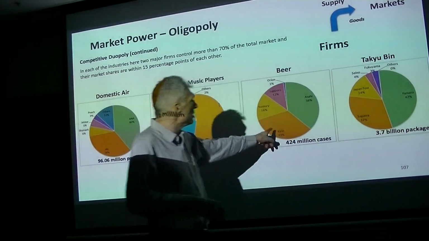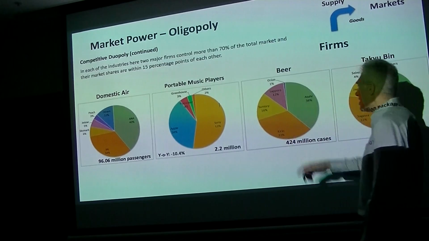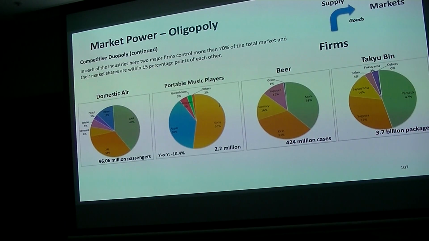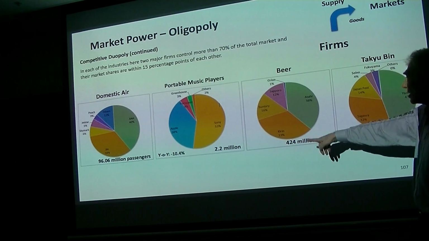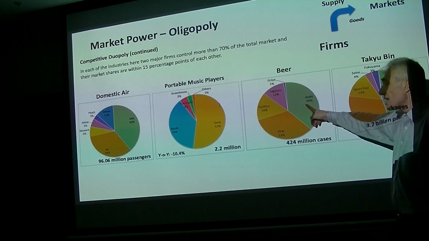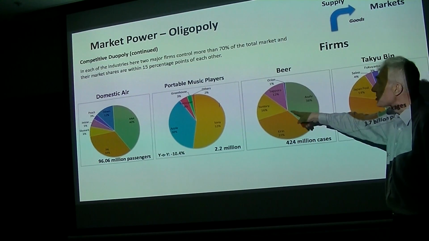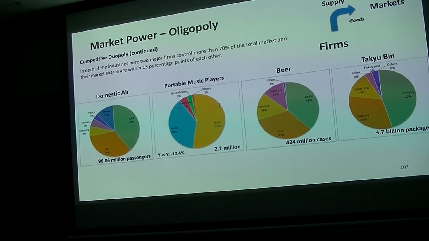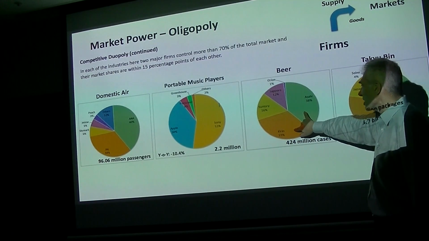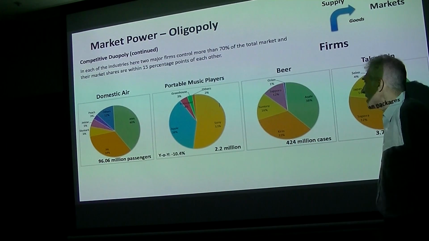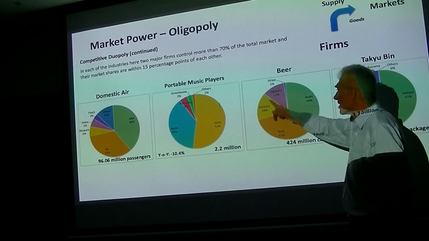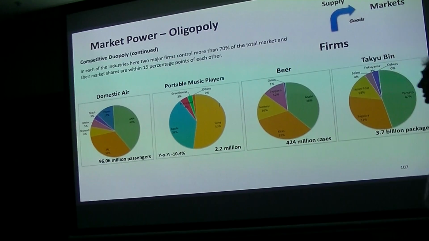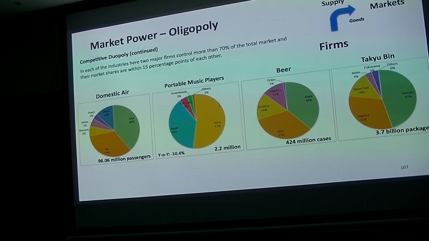Here's the beer market. This is not a growth industry, but it's quite competitive. The two firms have 71%, so it just barely makes the 70%. It's almost more than that for the two firms, but I'm still calling that a duopoly. It's dominated by Kirin and Asahi, but significant competition from Suntory and Sapporo. Here's the Takibean market.